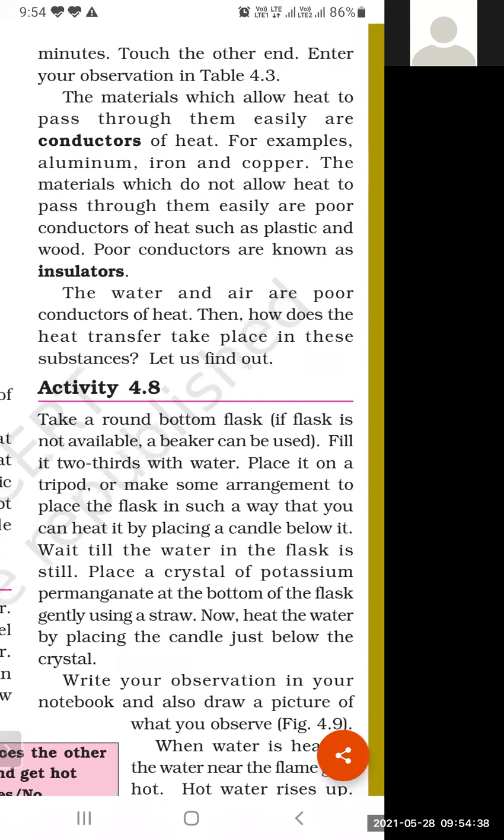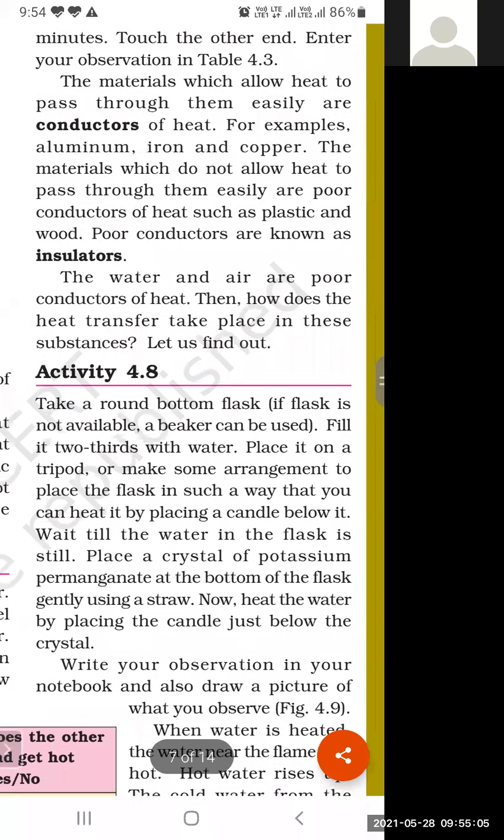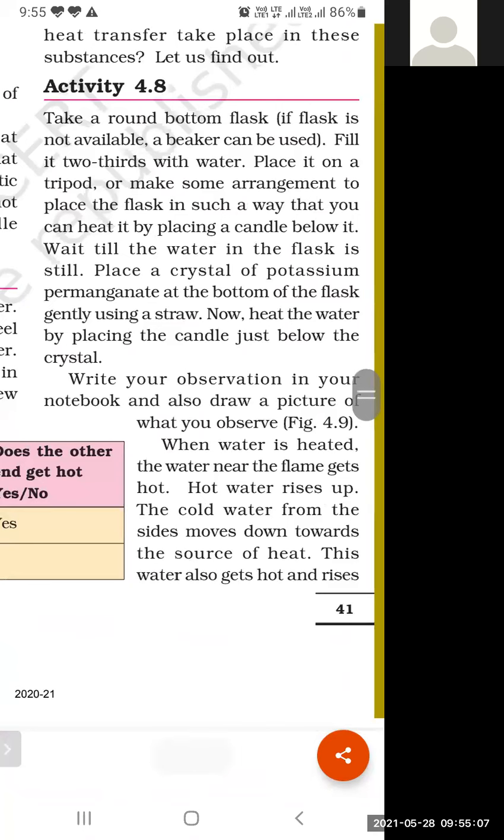But remember one thing, through the air and through the water, heat does not transfer by the method of conduction. By the method of conduction, heat will only transfer in solid material like metals. In all the metals, heat will transfer by conduction. So students, now let's discuss another method by which heat is transferred in air and water. So let us perform this activity first. Activity 4.8. Take a round bottom flask, or you can take any container in your house. If the flask is not available, you can take a beaker.